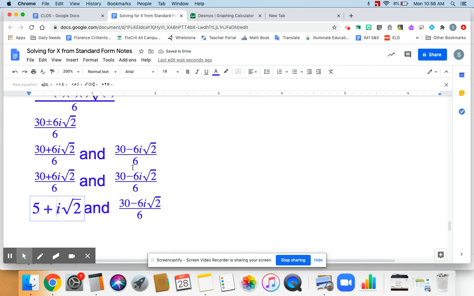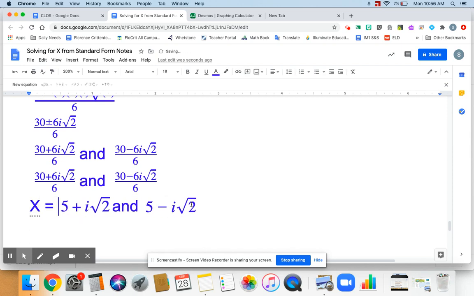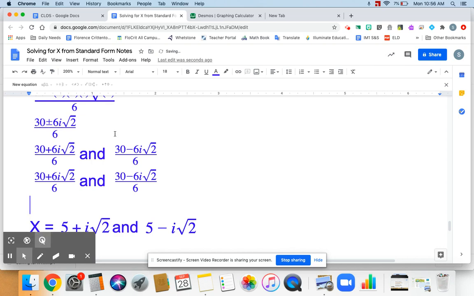Same thing over here, because both of them can be divided by 6. 30 divided by 6 will be the 5. 6 divided by 6 is going to be a negative 1 this time. So that the answer ends up being the same. It's just with the minus 1i square root 2. So now these are 2 answers for what x equals for this one.